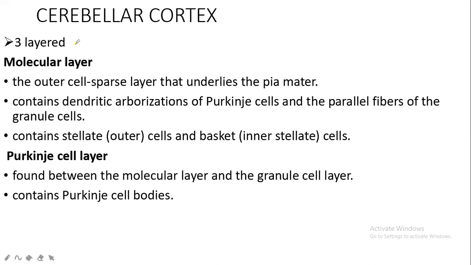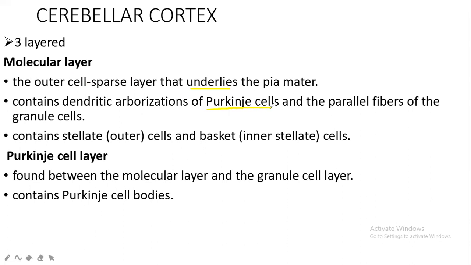So at this point, we see 3 layers, which are the molecular layer, the Purkinje cell layer, and the granular layer. We'll start with the molecular layer. This is the outer layer, right? The outer layer, which is cell-sparse, and it is below the pia mater. Basically, this is a region where we have many synapses and dendrites as well as axons. So it contains dendritic arborizations of the Purkinje cells.